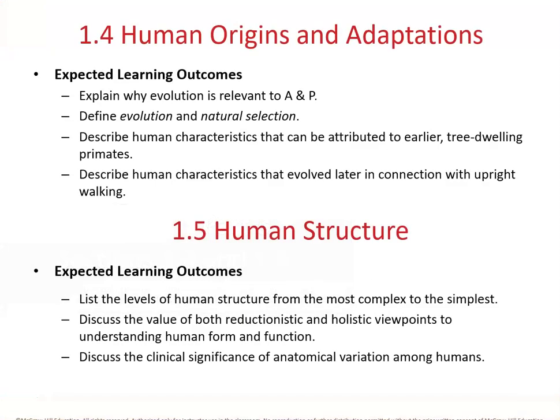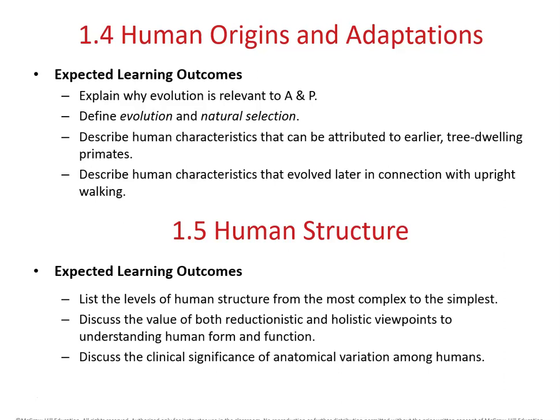In section 1.4, we'll be looking at why evolution is relevant to anatomy and physiology, how evolution and natural selection are related but different from each other, how many of our current human characteristics are related to characteristics of earlier tree-dwelling primates, and how some of our current characteristics are related to the transition to primates walking upright on two legs.